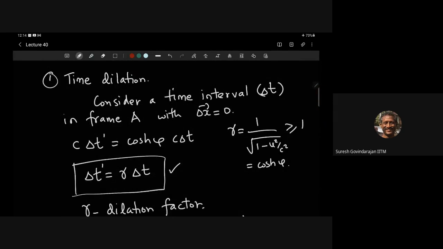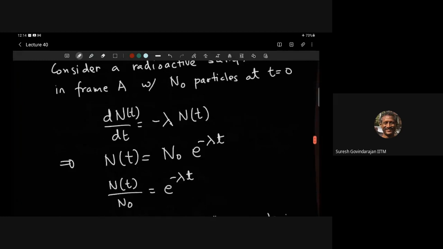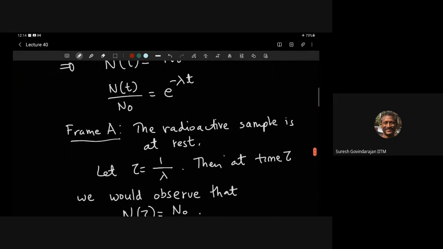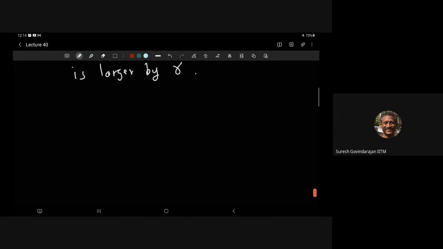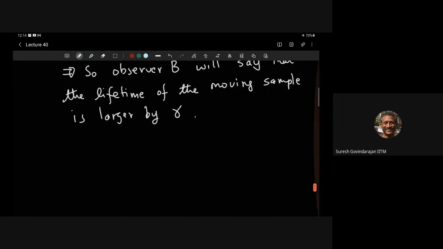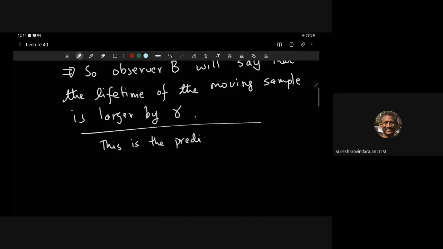Is this point clear? The point here is that this lambda, which is usually assigned to a sample, is determined in a lab where the sample is at rest. What we are doing now is asking whether somebody in a moving frame can track these things and ask what's going on. This is the prediction. Is this clear?